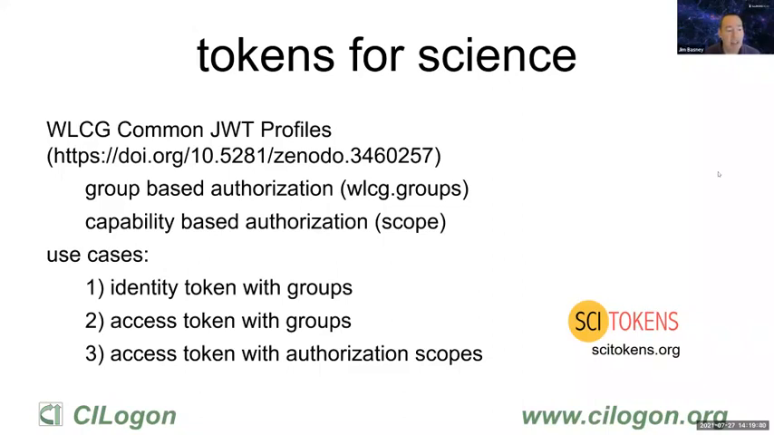And that's been picked up as part of the WLCG common JWT profiles to support that capability-based authorization model. And so now when that consent screen is coming up, researchers can also see where it's saying, oh, this application is requesting a token to be able to do this specific operation on your behalf, access this data set, or access this HPC cluster.